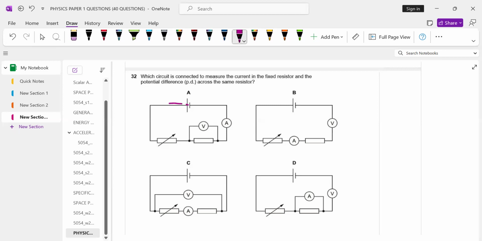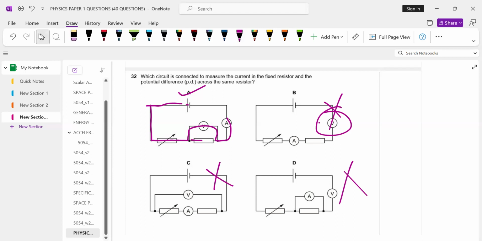So the current flows from the positive terminal, comes here, then moves from here, here, here. So option A is correct. Option B is incorrect because this voltmeter isn't attached in parallel. And option D is also incorrect. And option C is also incorrect.